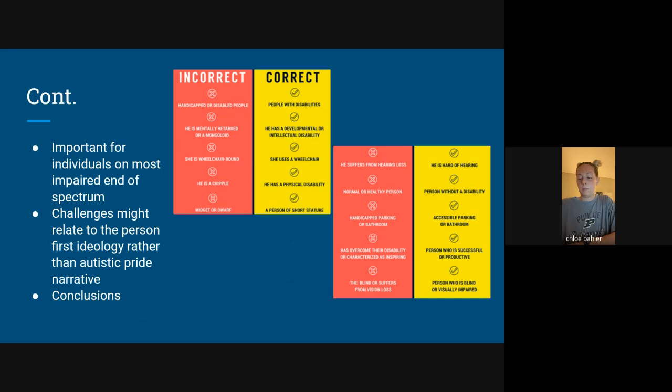When remembering people first language, this visual has good examples of what to say and what not to say. So, what sounds better to you? Handicapped or disabled people, or people with disabilities? Midget or dwarf, or a person with short stature? Blind or suffers from vision loss, or a person who is blind or visually impaired?